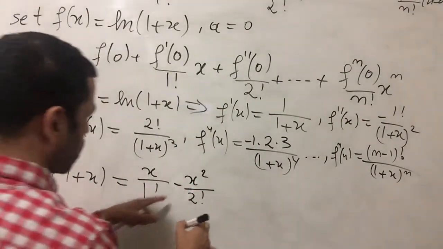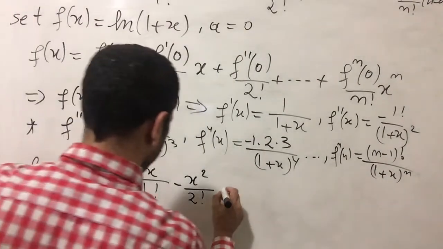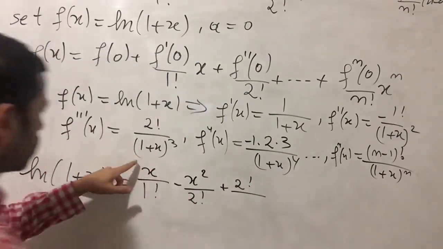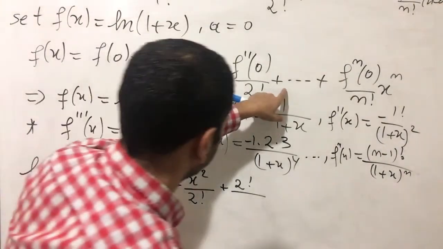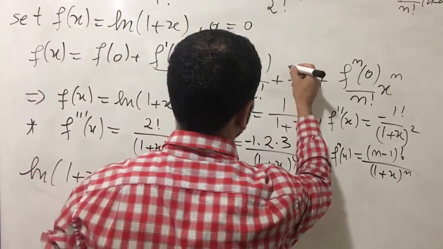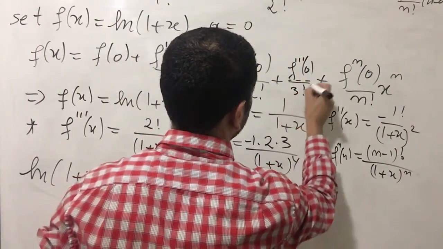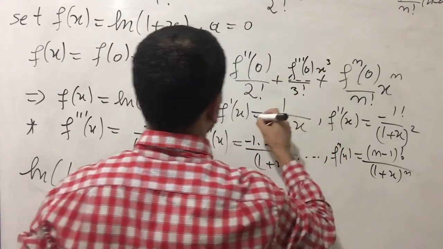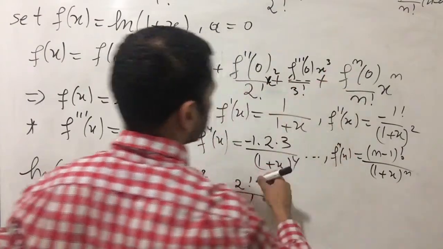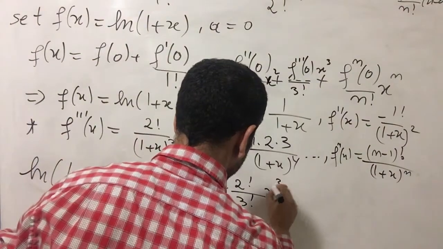So what happened here: minus x squared over 2 factorial, plus this term, I will have plus 2 factorial over 3 factorial, because the next one is over 3 factorial. This term is multiplied by x squared, and this one is multiplied by x cubed. So this one will have x cubed here.